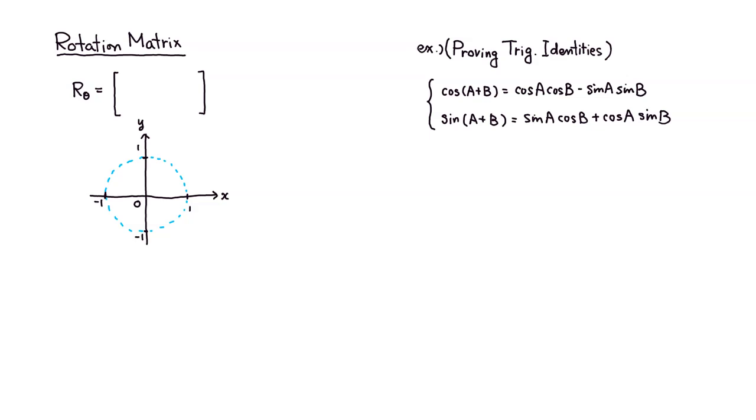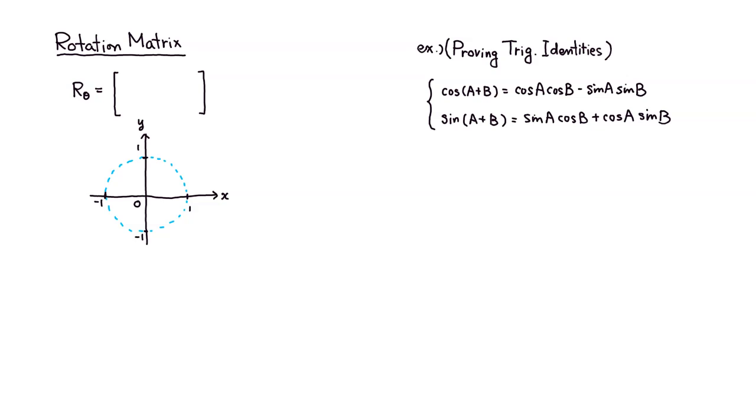All right, let's look at the rotation matrix. We want to come up with a 2 by 2 matrix. If you multiply a vector by this matrix from the left, you're going to rotate that vector about the origin by theta counterclockwise. So how do you find such a matrix?